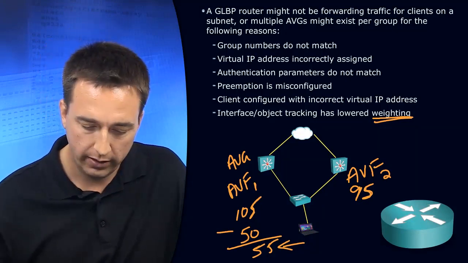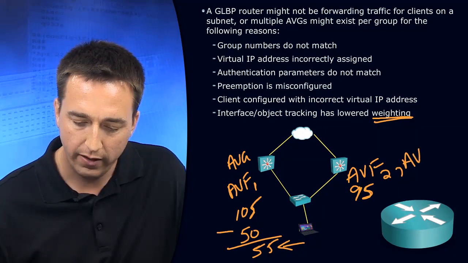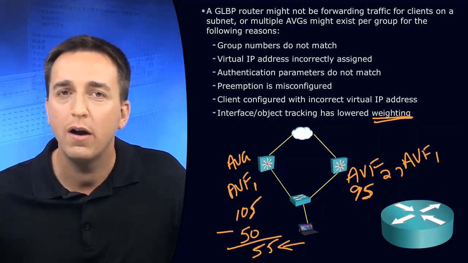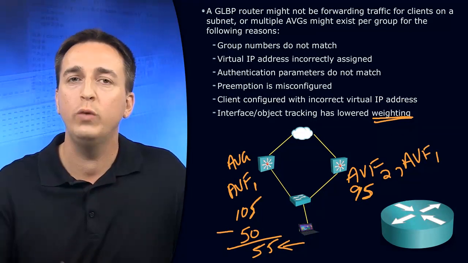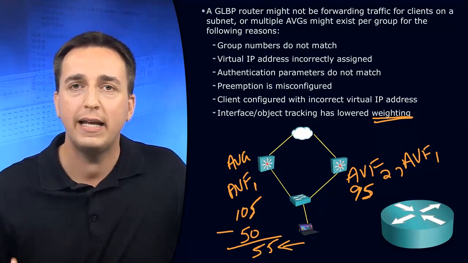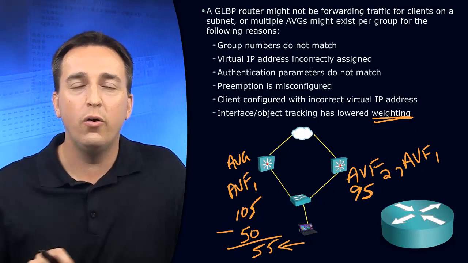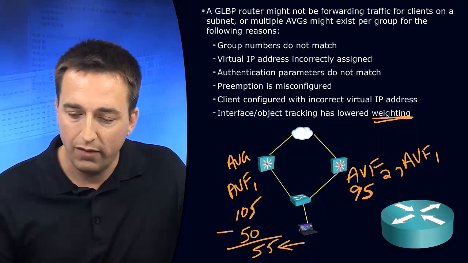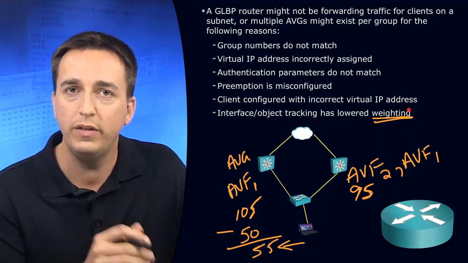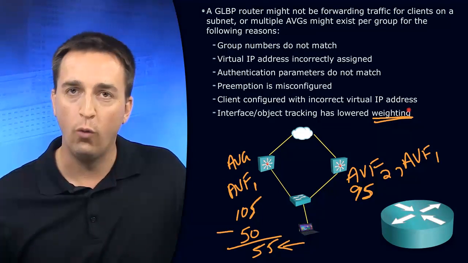And as a result, this device over here now has to become the AVF for MAC address 1 and MAC address 2. So it works perfectly. We can control which AVF or which router is going to be the AVF for a MAC address based on the conditions within our network. So this is known as object tracking, but instead of it being for the priority, like we see with HSRP and VRP, it's for the weighting of the active virtual forwarder.